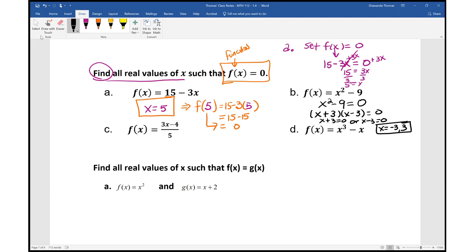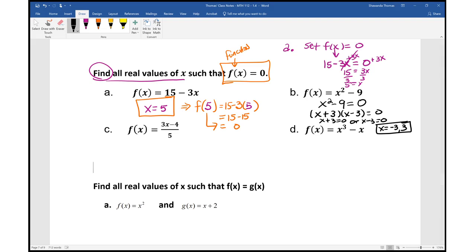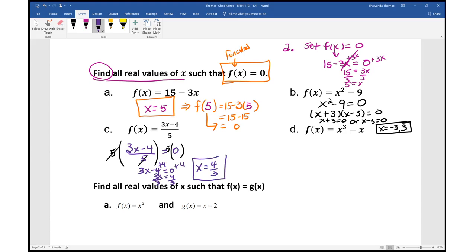All right, next we have the function 3x minus 4 over 5. Again, we are going to set that function to 0. This is rational. To get rid of that denominator, let's multiply by 5 on both sides. We get 3x minus 4 equals 0. Add 4, 3x equals 4, divide by 3, x equals 4/3 for that one.